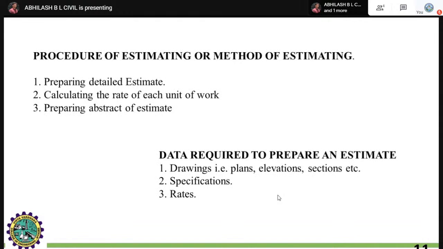Yes. Next comes the procedure of estimating, or method of estimating. Here you can give a detailed estimate or a brief estimate, right? Some of the government projects require detailed estimates, like different sectors. For example, for a small type of construction for the residential sector or normal construction, you cannot have such a detailed report, right? Preparing the detailed estimate, calculating the rate of each unit of work, and preparing the abstract for the particular estimate. This is how it goes with respect to the procedure of estimating.